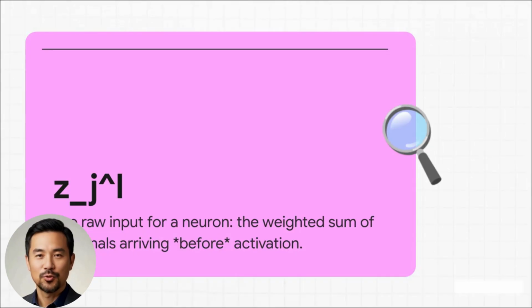So what happens when all those signals, each with its own weight, arrive at a neuron? They all get added up. And that raw combined input, the weighted sum before the neuron has even done anything with it, that is what ZJL represents. You can think of Z as all the raw info a neuron gets.